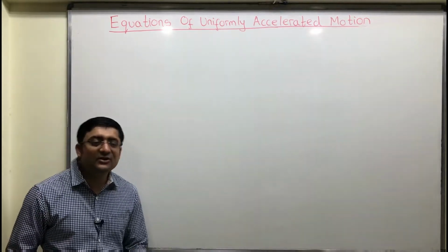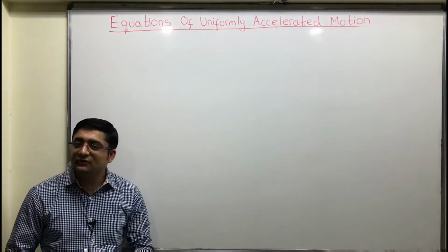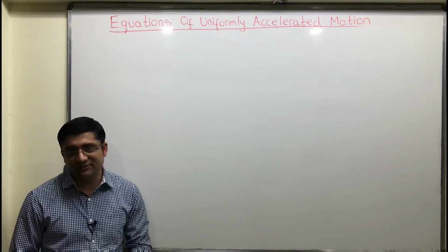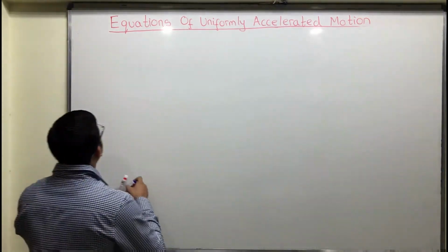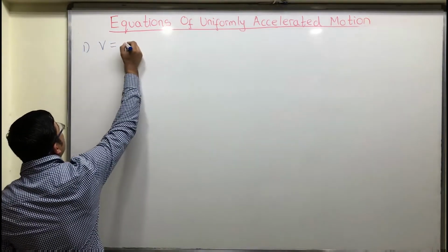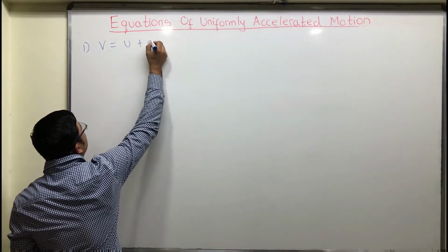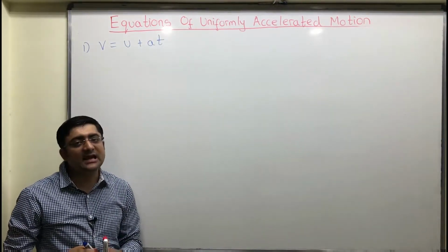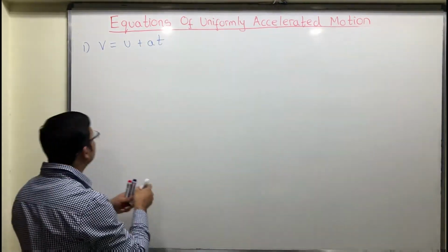So in the previous video, we have seen the three equations of uniformly accelerated motion. Now in this video, we're going to learn how to derive them. So let's begin. So recall guys, what is the first equation of motion? It is v is equal to u plus at. Here v is final velocity, u is initial velocity, a is acceleration, t is time. So let me show you the derivation.